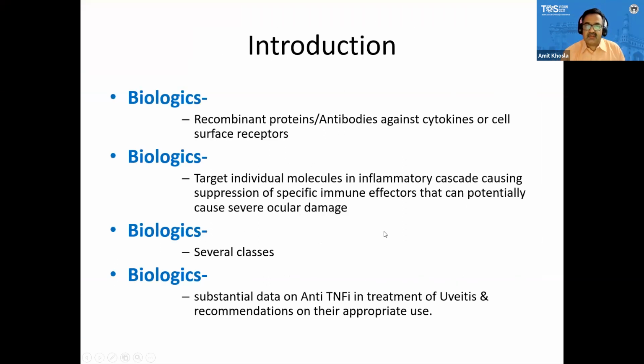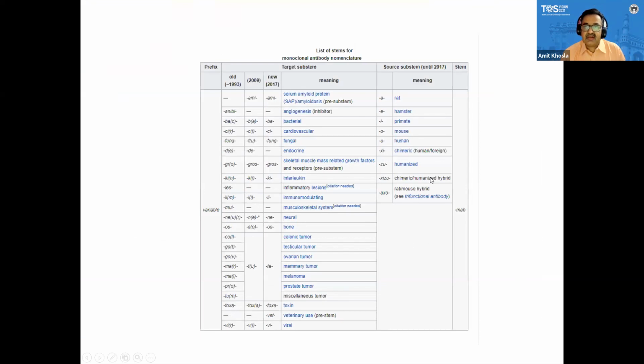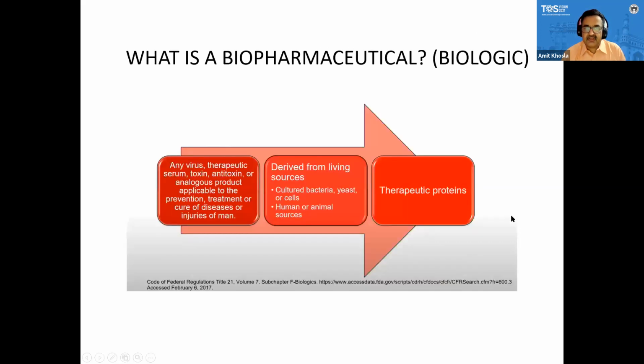So what is a biological? It's a recombinant protein or antibody against the cytokines or the cell surface receptors. So it's made from a living cell. It can be classified as per the source, whether it's human, the UMABs. MAB means monoclonal antibodies, or the ZUMABs, the humanized ones, or the chimeric ones. So you can have an idea of the origin of the biologicals from the name.